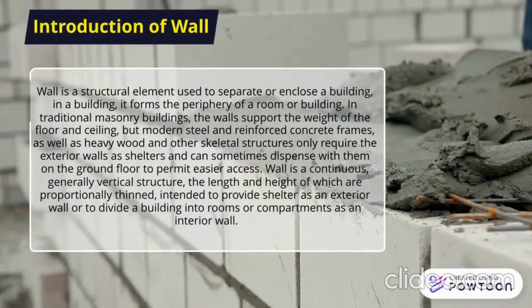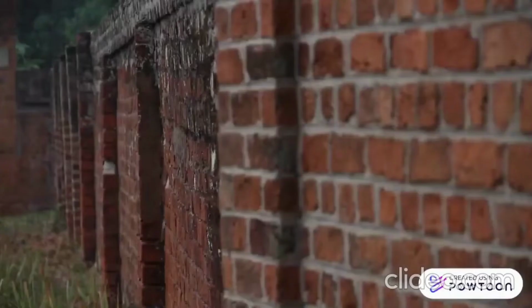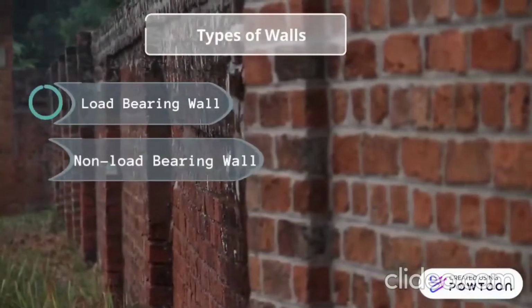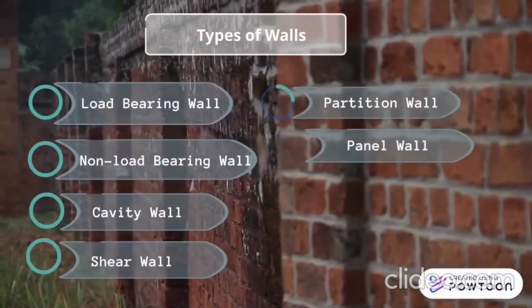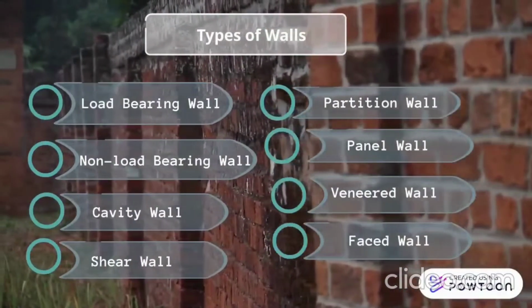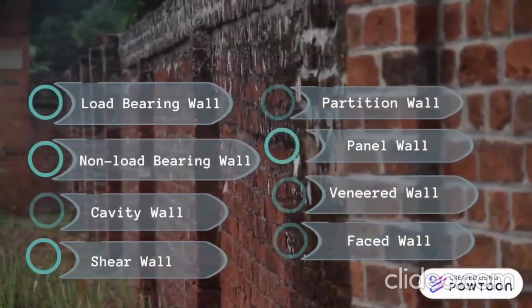Wall is a continuous, generally vertical structure, the length and height of which are proportionally thin, intended to provide shelter as an exterior wall or to divide a building into rooms or compartments as an interior wall. Types of wall: load-bearing wall, non-load-bearing wall, cavity wall, shear walls, partition walls, panel wall, veneered wall and faced wall.